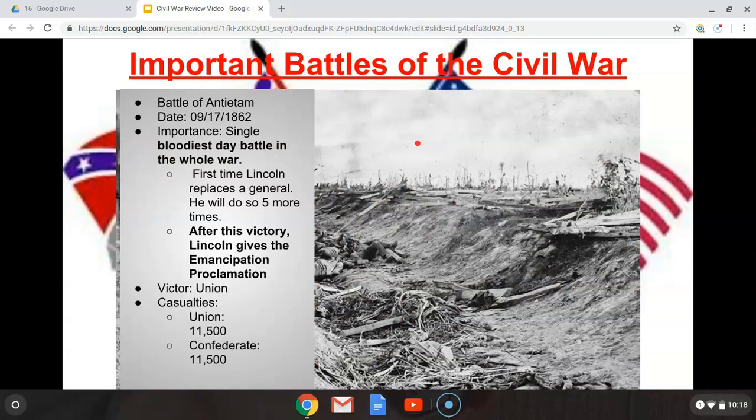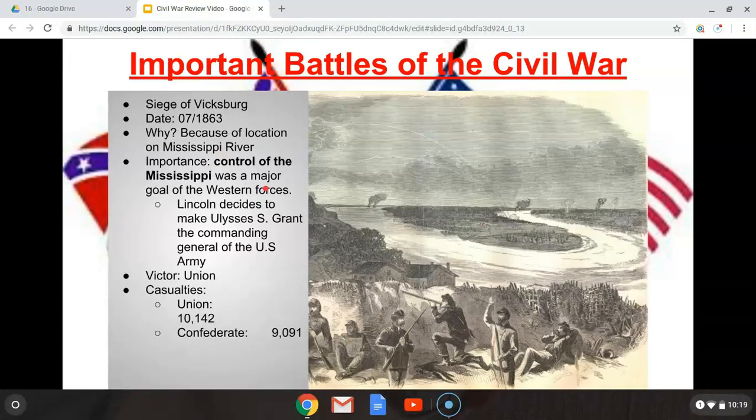The next one I want you to know about is the Battle of Antietam in September of 1862. This is the single bloodiest day of battle in the whole war. 23,000 casualties in one day's battle. The Union does wind up winning this. Lincoln starts replacing his generals at this one. And it's because of the Battle of Antietam that Lincoln gives his Emancipation Proclamation. Remember what I said before, the Emancipation was given in September of 1862. This is the day of this battle, September 17th, 1862.